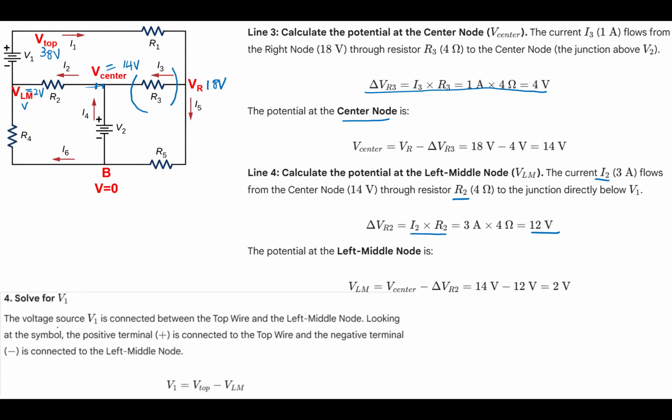And now the voltage source is connected between the top wire and VLM, such that V1 is V top minus VLM, 38 minus 2, 36 volt. Okay, that's the thing.